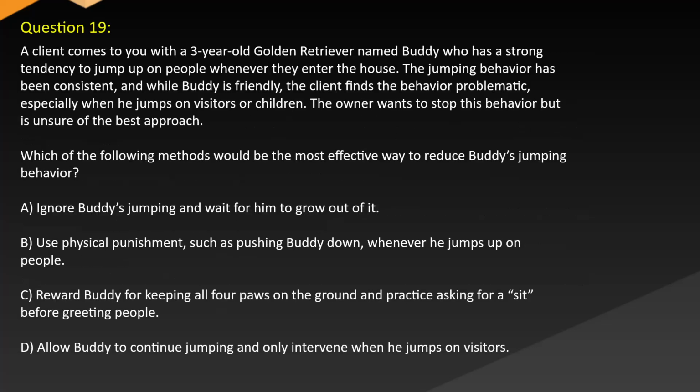Question 19. A client comes to you with a 3-year-old golden retriever named Buddy who has a strong tendency to jump up on people whenever they enter the house. The jumping behavior has been consistent, and while Buddy is friendly, the client finds the behavior problematic, especially when he jumps on visitors or children. The owner wants to stop this behavior but is unsure of the best approach. Which of the following methods would be the most effective to reduce Buddy's jumping behavior?